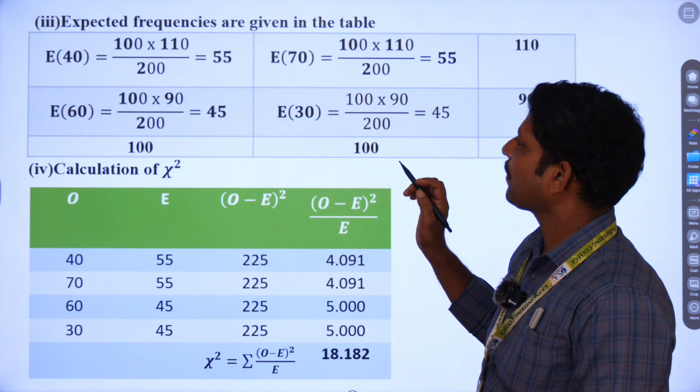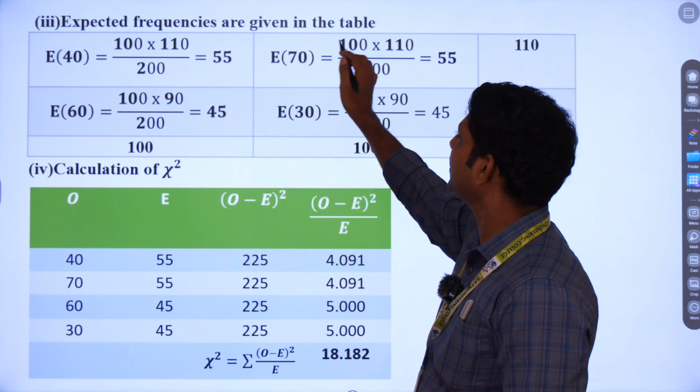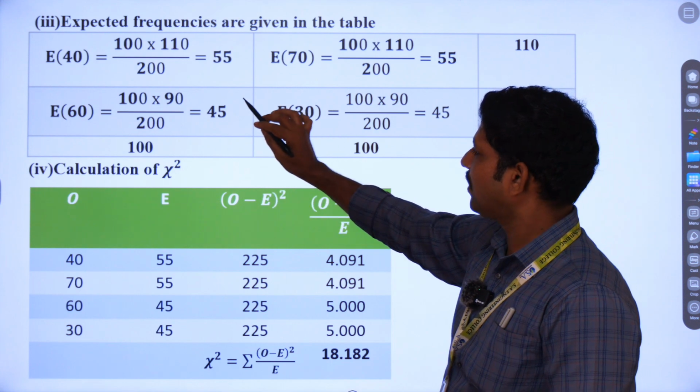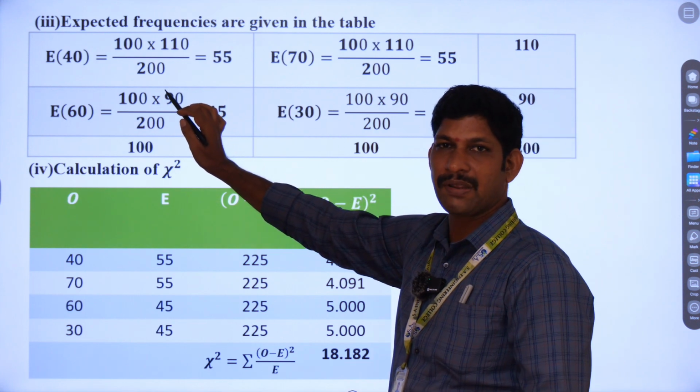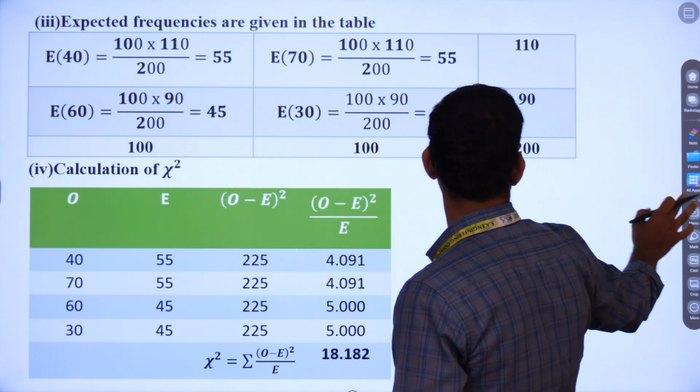Okay, step 2. So already we know, we need to find the expected frequency for each observed case in the table. So the first observed case is 40.